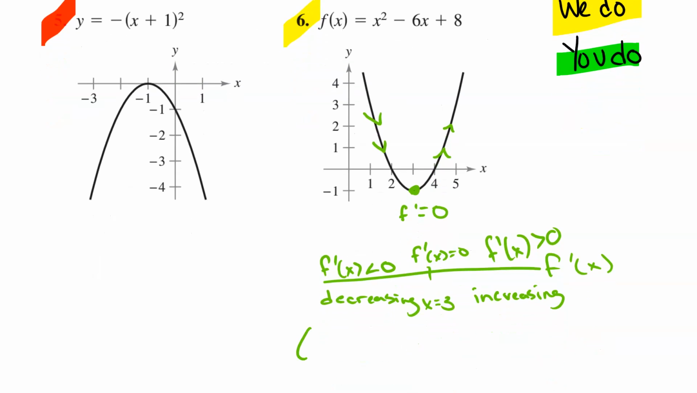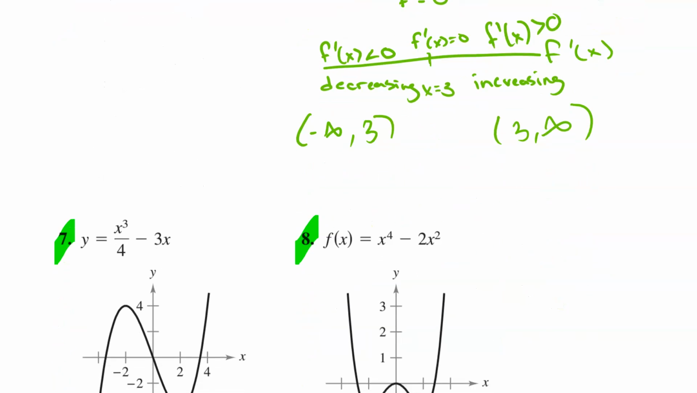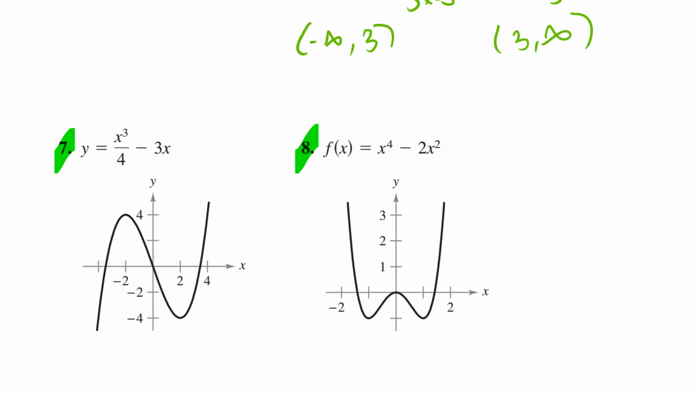So decreasing my interval would be negative infinity to 3. Increasing my interval would be 3 to infinity. This graph, we've got 2 points where our derivative equals 0. So once again, if we make our number line considering the first derivative, I've got now x equals 2 and x equals negative 2 as points where my first derivative is equal to 0.